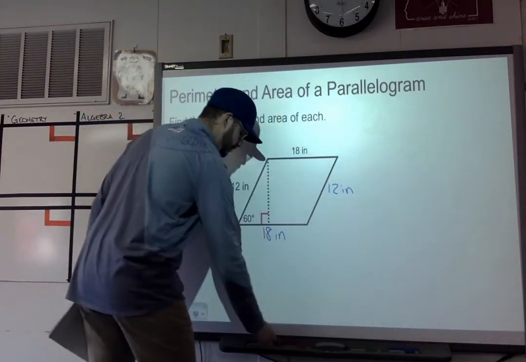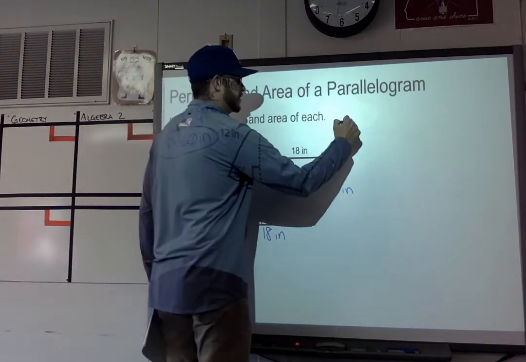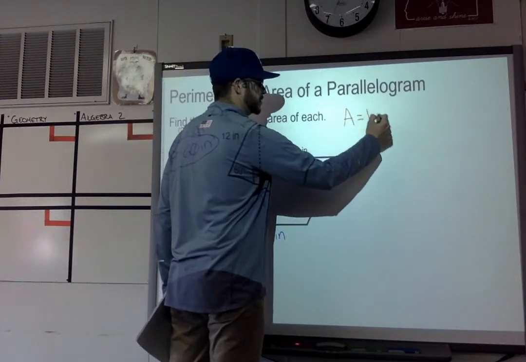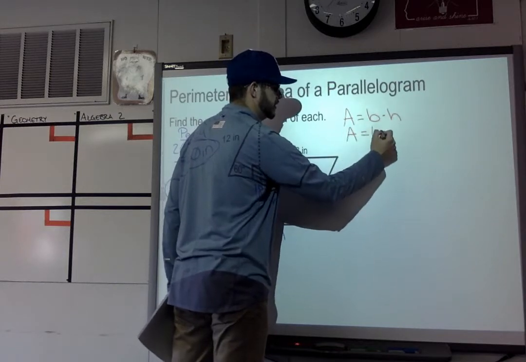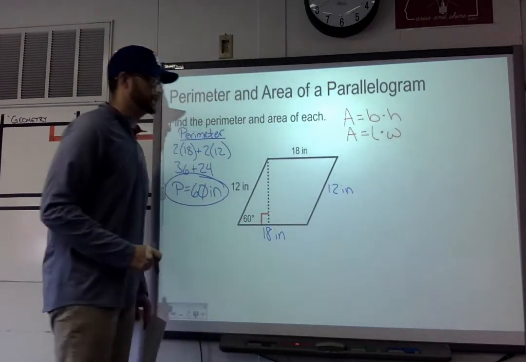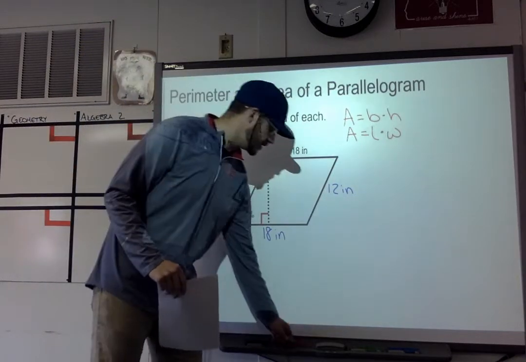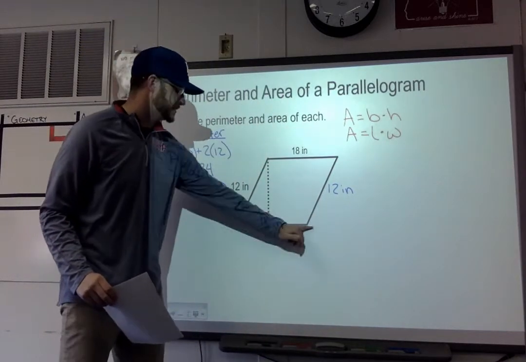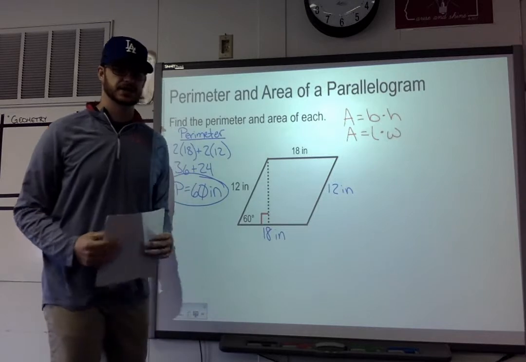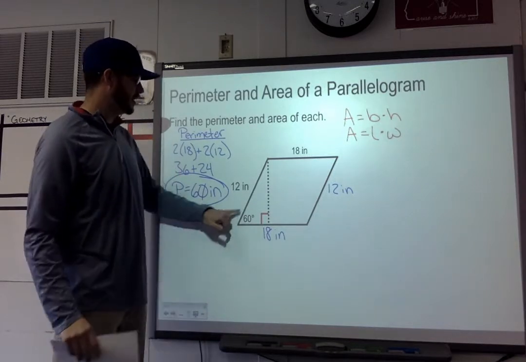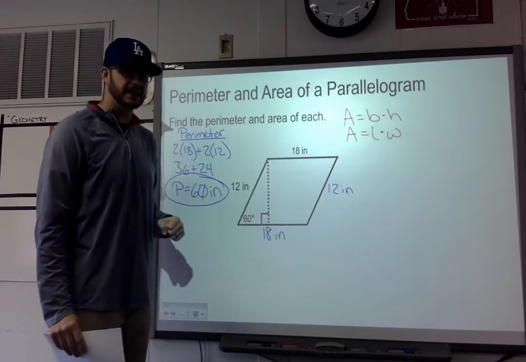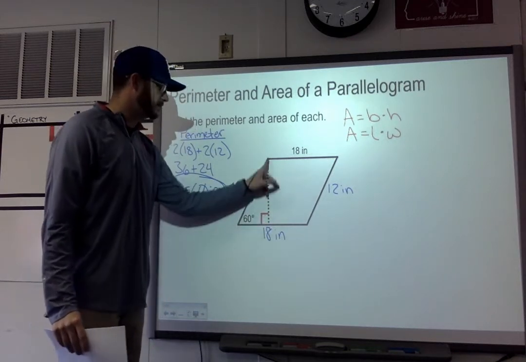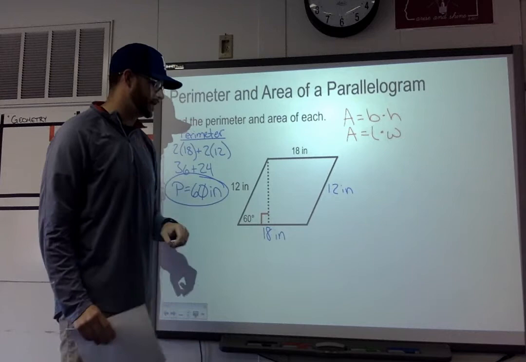If you remember, for parallelograms, the area is equal to the base times the height, or we could say the length times the width. So here, we know what our base is. Our base is 18 inches, but we don't have our height here, because this is a diagonal, so this is not technically the height of the figure. The height would be the length of this measure right here.